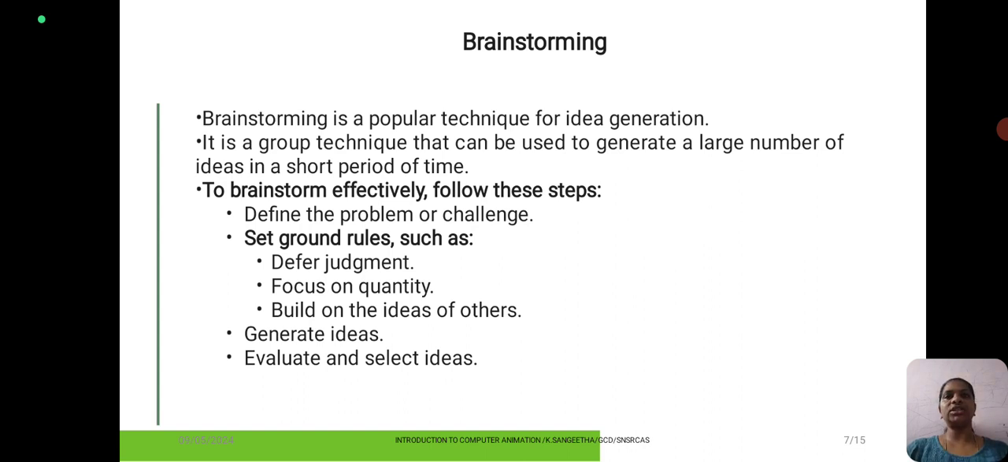Define the problem or challenge that you are trying to solve. Set ground rules for the brainstorming session, such as deferring judgment, focusing on quantity, and building on the ideas of others. Generate as many ideas as possible. Don't censor yourself or worry about whether or not an idea is good. After you have generated a large number of ideas, evaluate and select the most promising ones.